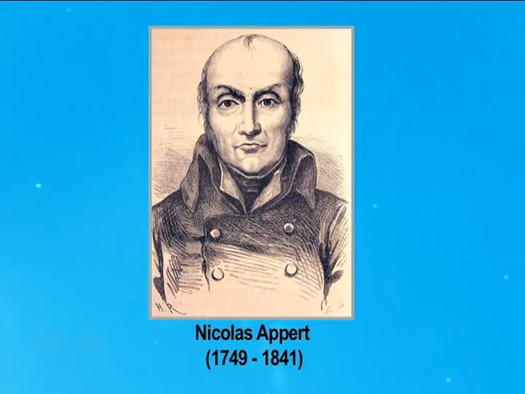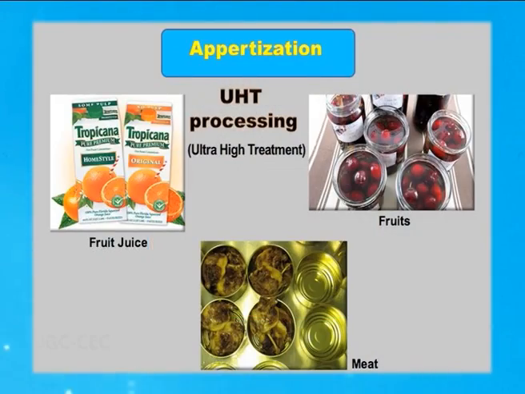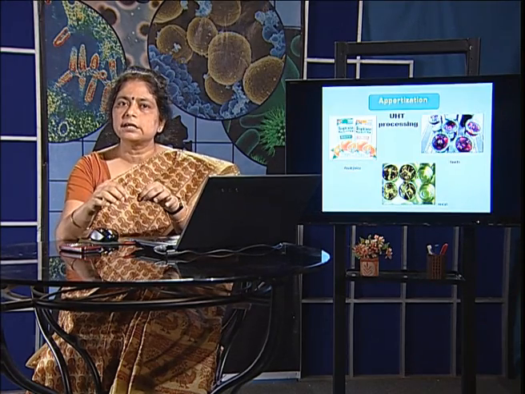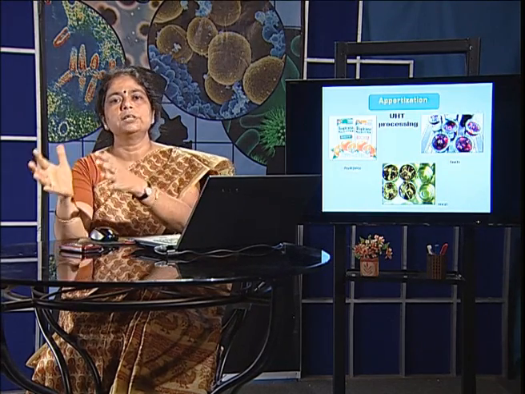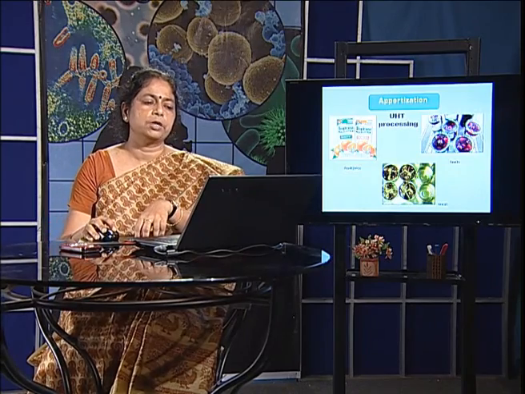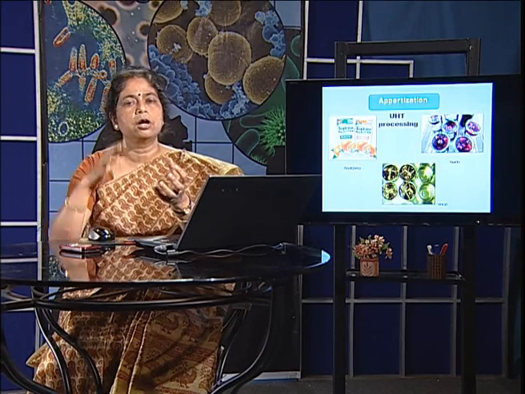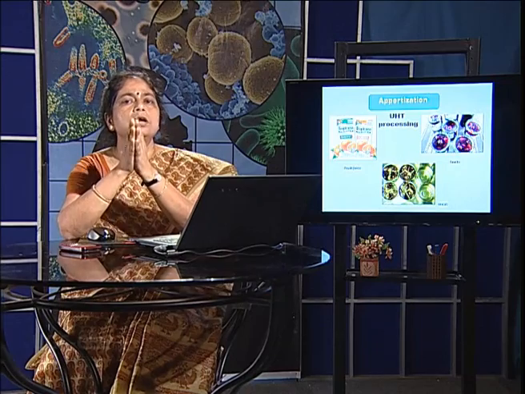The second most important heat treatment method is appertization. Now, appertization is a method which is named after the scientist called Nicolas Appert. This is basically an ultra-high temperature treatment processing or UHT processing, where we subject the food item to a high temperature. The only difference from pasteurization is in appertization, we put the food item in the container, so the food along with the container goes in for the high temperature treatment. By this method, we could have production of fruit juices, fruits, and meat. So the food item or the food content along with the container is pasteurized or given a high temperature.